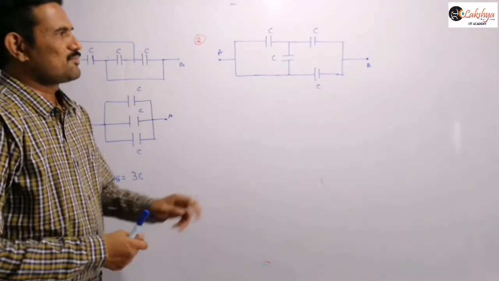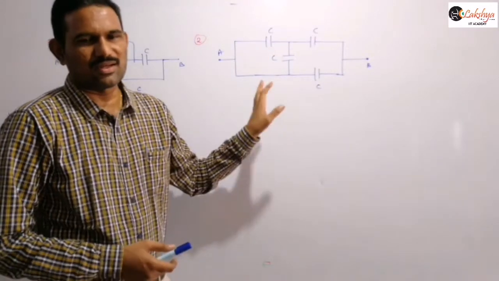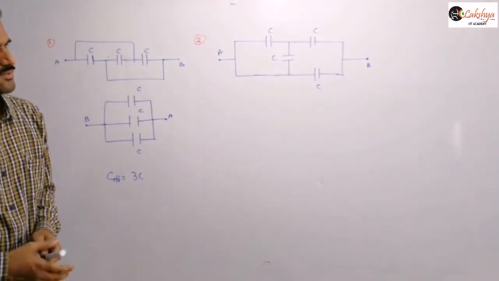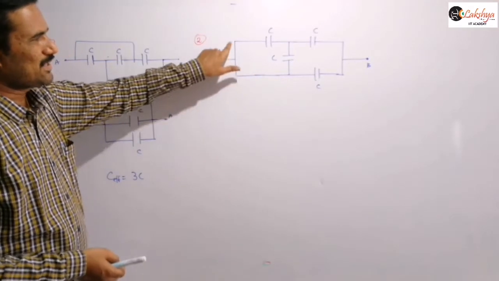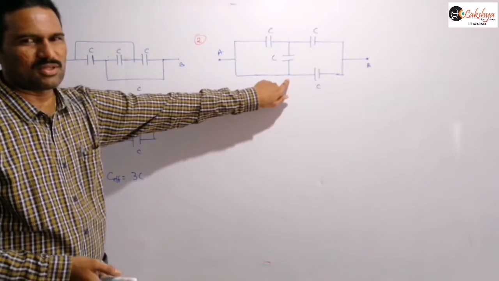So then simply you can observe that. Can you identify any combinations like series and parallel combination of these capacitors? So simply you can observe this is totally a conducting wire, right? So whatever potential is there here, then same potential will be there here.